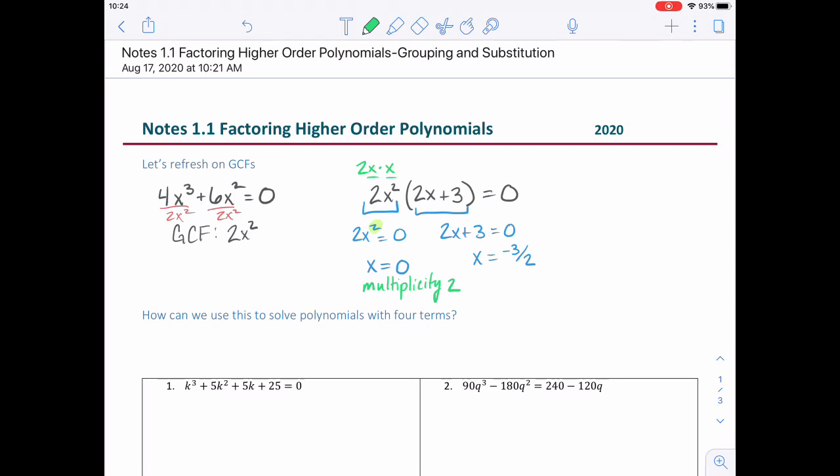So if you notice, we have actually 3 factors. We have a 0, a 0, and a negative 3 over 2. And if you notice, the degree of this polynomial is 3. So this is our factorization, and these are our solutions. We want to get in the habit of whenever we see something like this that has multiplicity 2, or what we might have called in the past a double root, that we notate that. So the question becomes, how can we use this to solve polynomials with 4 terms?